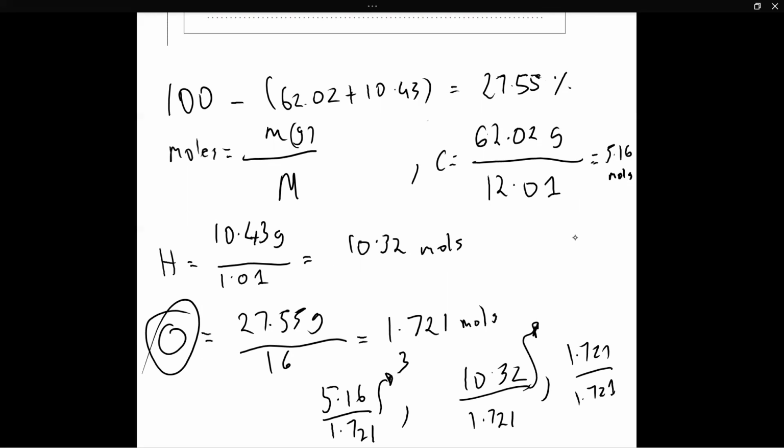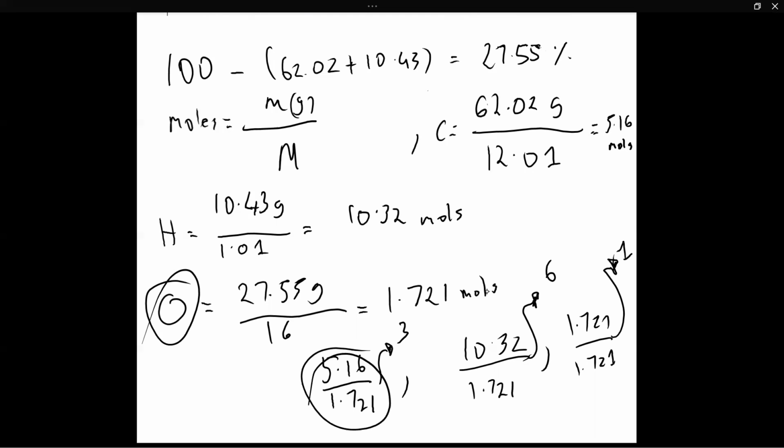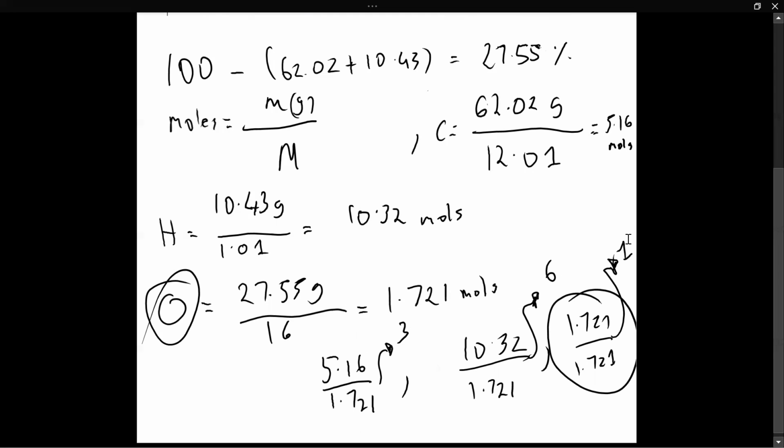For this, you get an answer of approximately 6. And for this, obviously, it's going to be 1. And these numbers are nothing but ratios, right? This is the ratio of carbon to oxygen. This is the ratio of hydrogen to oxygen, and this is just the ratio of, well, oxygen to oxygen, which is just 1.